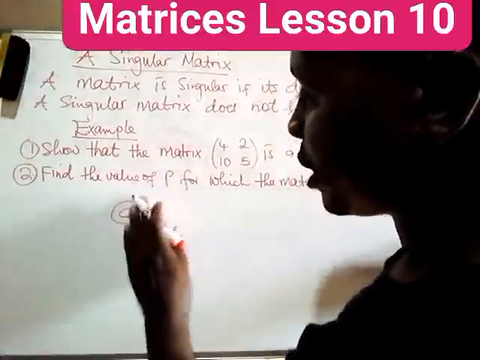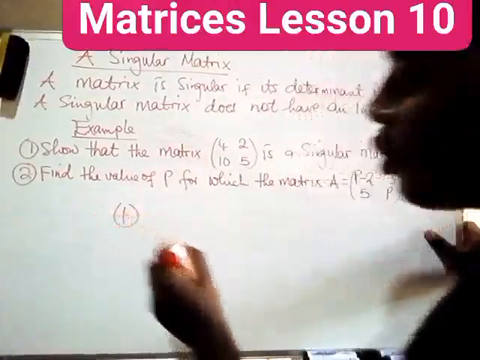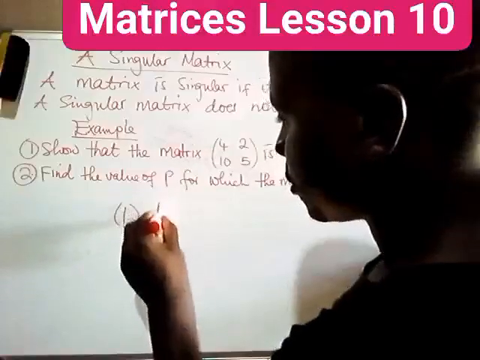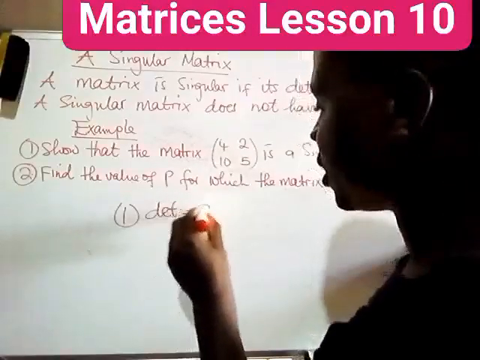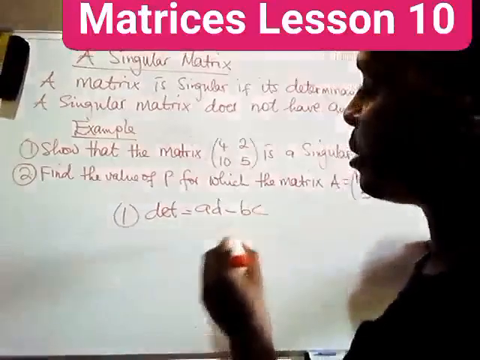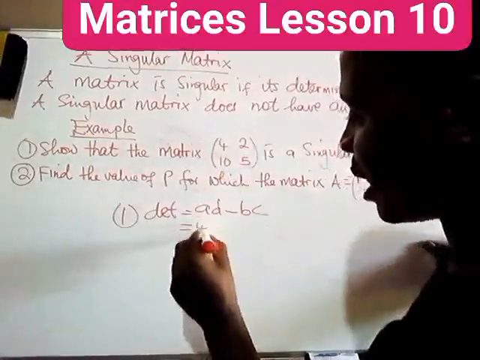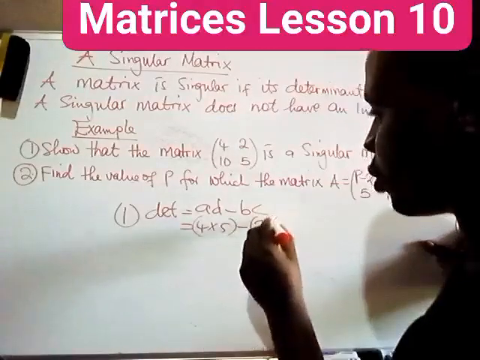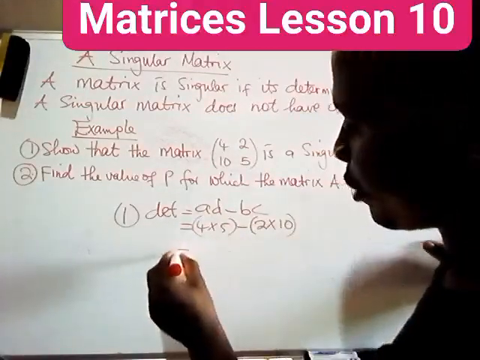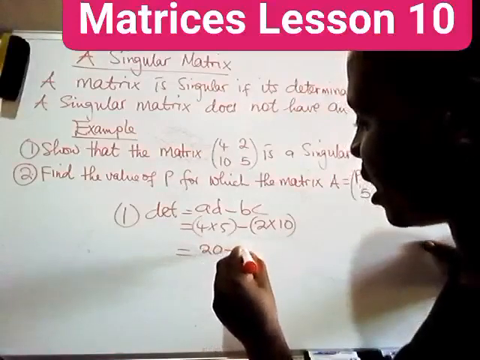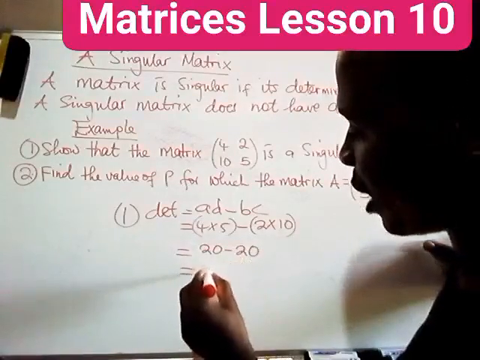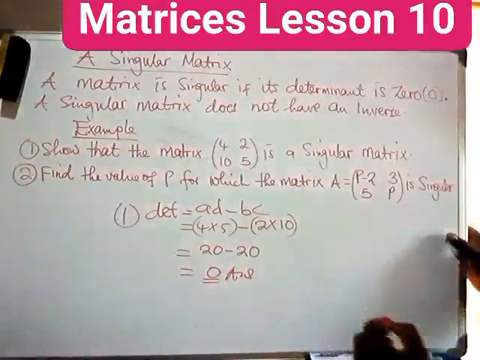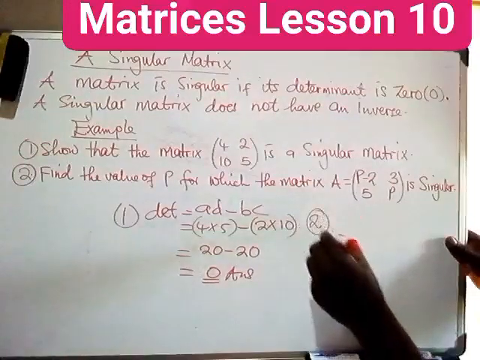So, question number 1. We are going to have the determinant of that matrix is AD minus BC. What is our A? Our A is 4 multiplied by 5, then minus 2 multiplied by 10. So we are going to have 20 minus 20. And the final answer will be 0. So this is the answer. Then we go to question number 2.